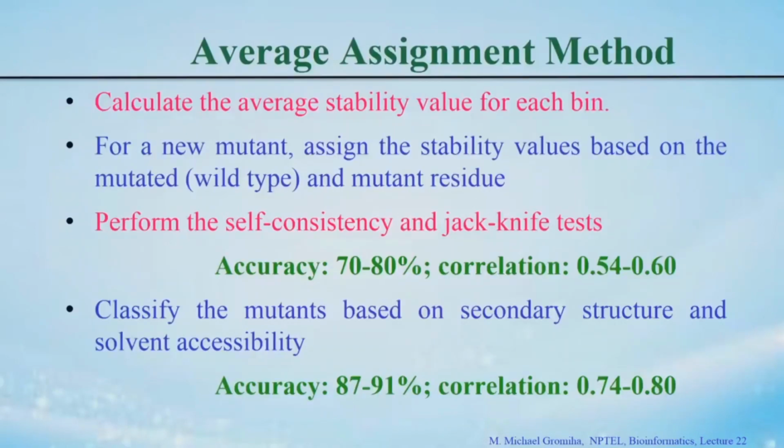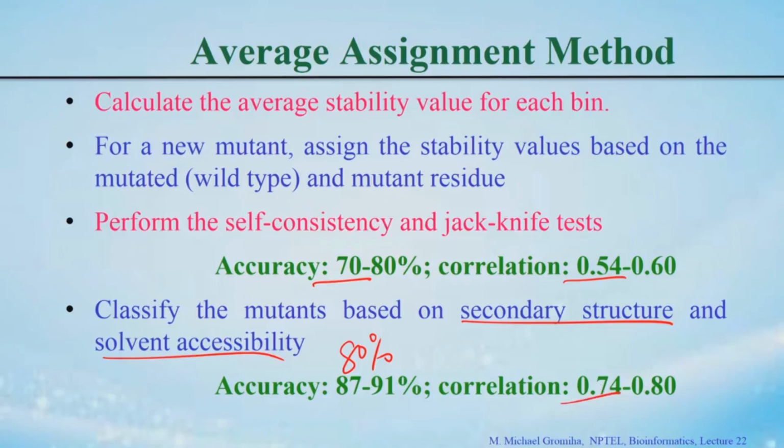Okay, so what is the status? If you do it like this, you can get an accuracy of up to about 70%. You can discriminate the stabilizing and destabilizing mutations, but if you classify with the secondary structure and ASA, you can increase this up to 80%. If you make the different tests, you can get up to 80%. The correlation is around 0.5, and here you can see the correlation is about 0.7.